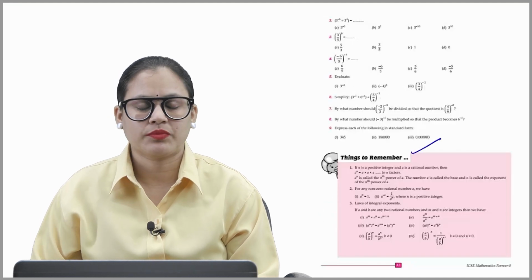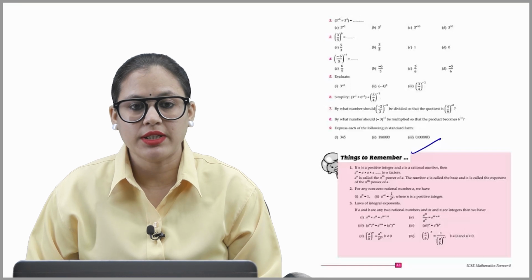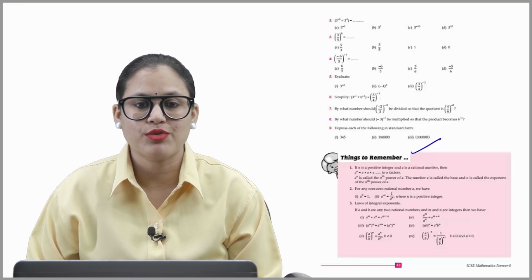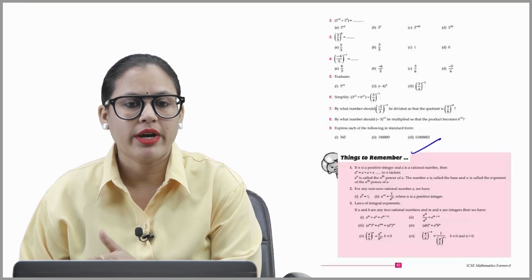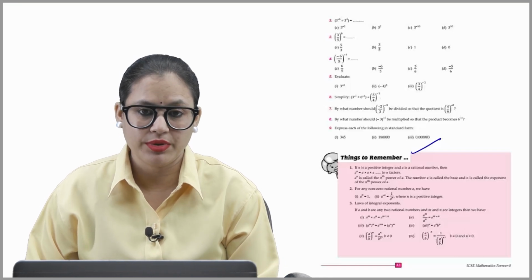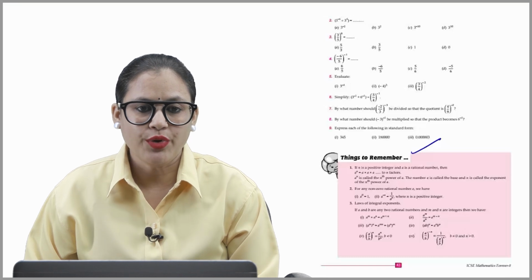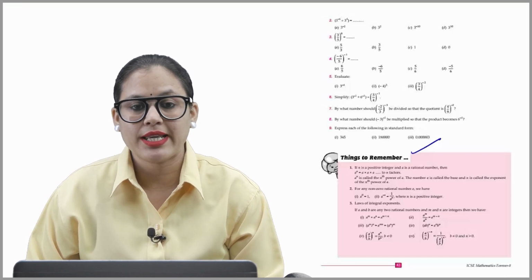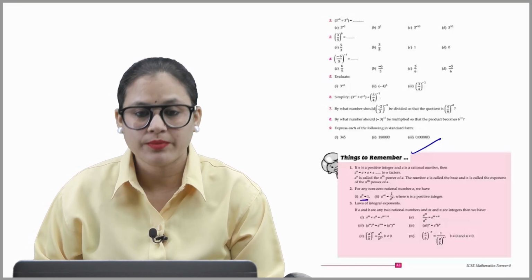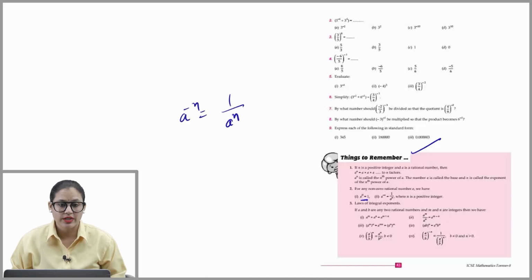Things to remember. 1: If n is a positive integer and a is a rational number, then a raised to the power n is equal to a into a to n factors. a raised to the power n is called the nth power of a. The number a is called the base and n is called the exponent of the nth power of a. 2: For any non-zero rational number a, we have a raised to the power 0 is equal to 1. a raised to the power minus n is equal to 1 by a raised to the power n, where n is a positive integer, okay.